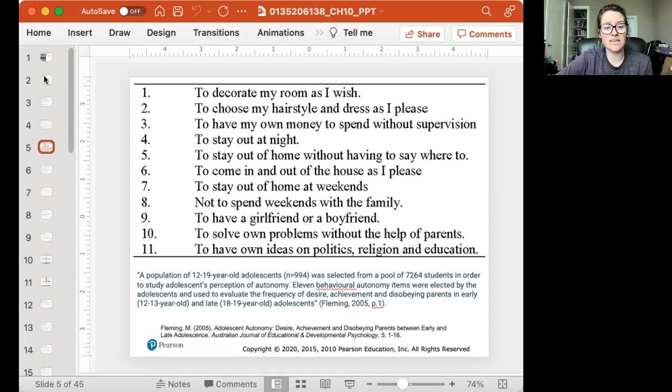So this is an image of some statements that were used as a measure in a study done by Fleming on adolescent autonomy, desire, achievement, and disobeying parents between early and late adolescence. It's from Australia. What Fleming did was take a population of 12 to 19-year-old adolescents from a pool of 7,264 students in order to study adolescents' perception of autonomy. And 11 behavioral autonomy items were selected by the adolescents and used to evaluate the frequency of desire, achievement, and disobeying parents in early 12 to 13-year-olds and late 18 to 19-year-old adolescents.